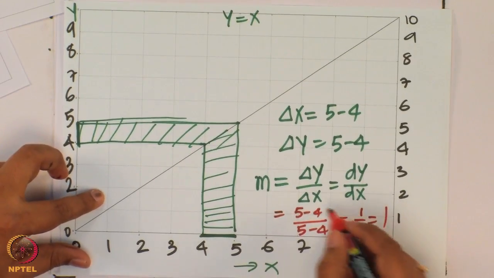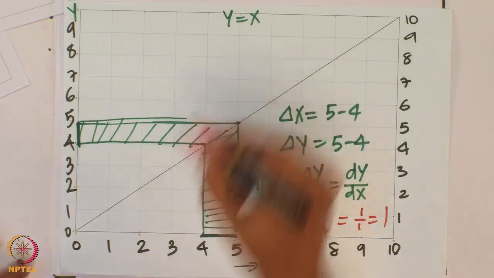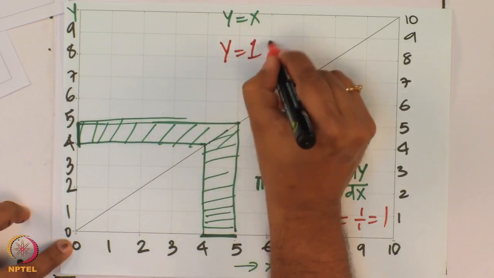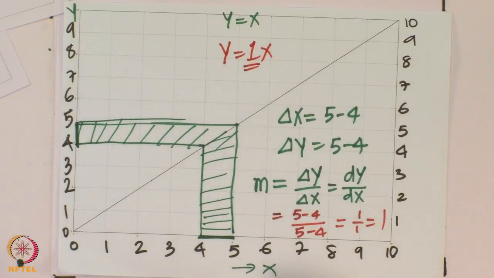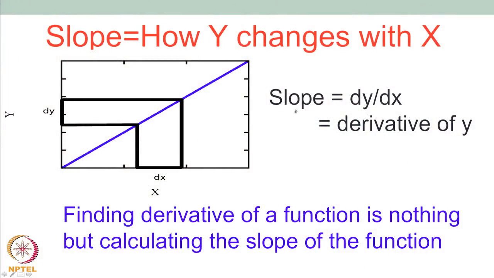So basically the slope of this curve is 1, which we knew, y is equal to 1x is our function. So m is 1. So m is nothing but delta y by delta x. That's what I want to say here, that the slope. Now to calculate slope, let us understand this a little bit more carefully.